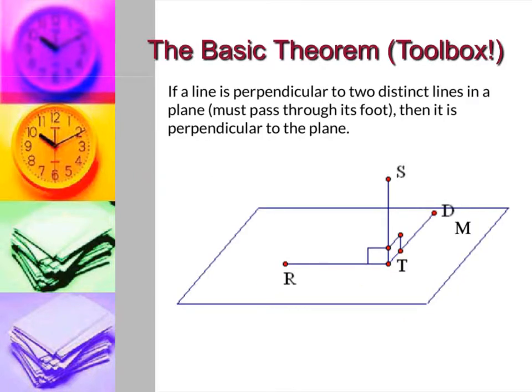All right, so here's our basic theorem. If a line is perpendicular to two distinct lines in a plane, it must pass through its foot in order to do that. You can't be perpendicular if you're not intersecting it. Then it is perpendicular to the plane. So as we see here, ST is perpendicular to RT. There's our foot passing through. ST is perpendicular to DT, passing through the foot. So ST is perpendicular to plane M. So we could say with this theorem, ST is perpendicular to M.